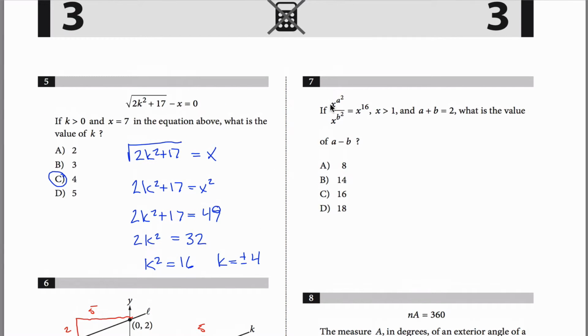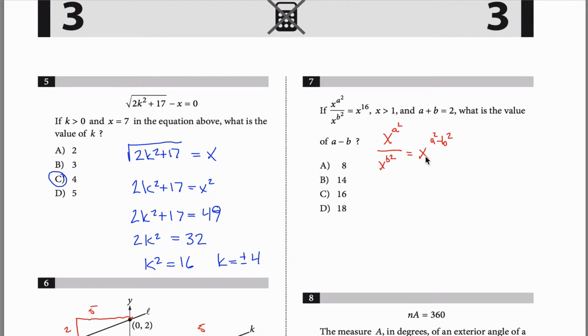Number 7. 7 looks overwhelming. It's not as bad as it seems, but it looks overwhelming. What you need to know is there's a rule that deals with exponents. There's a few exponent rules that will be really useful in this test. One says that if you are dividing exponents that have the same base, you can just subtract the exponents. So x to the a squared divided by x to the b squared is really just x to the a squared minus b squared power. And that's using this rule that allows you to subtract the exponents.